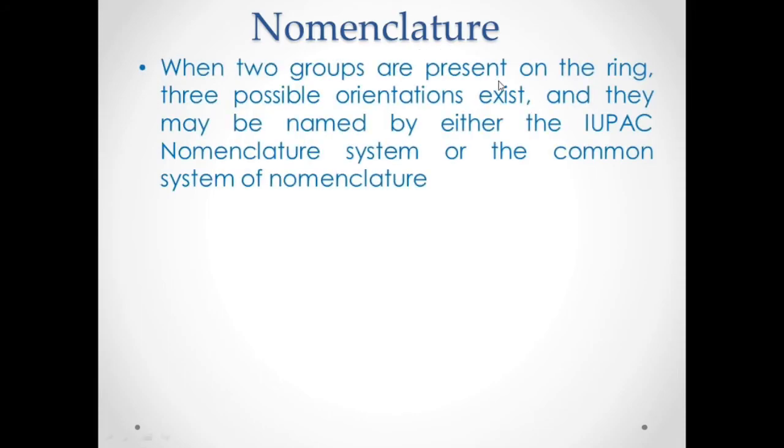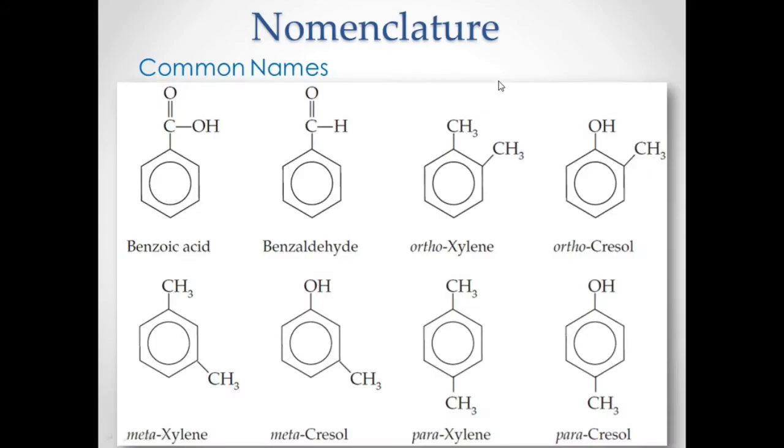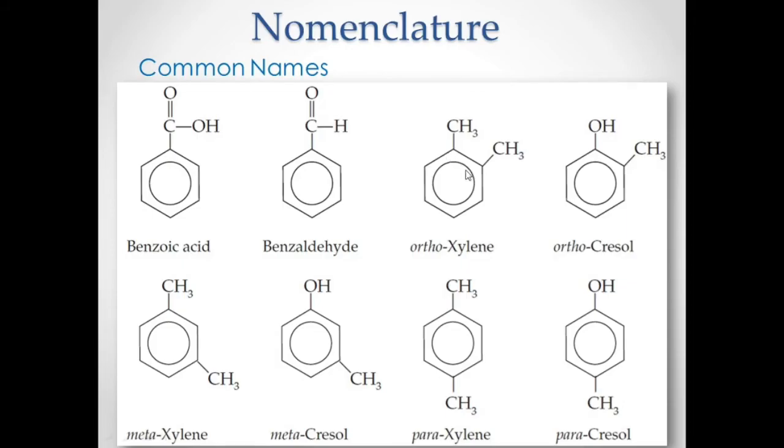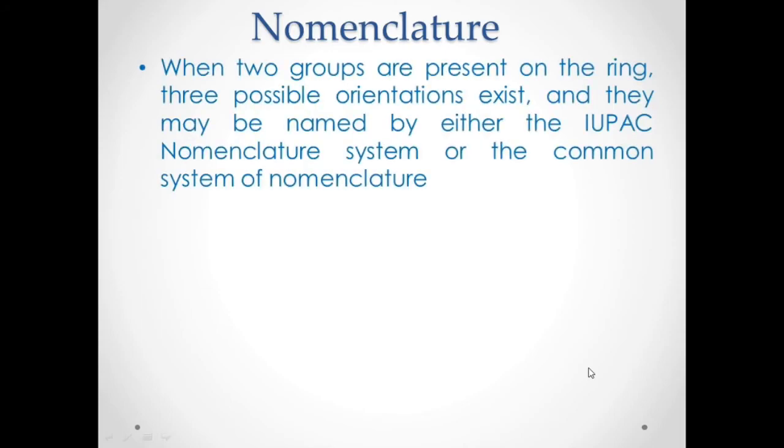So when two groups are present, as we have shown earlier, for example, this one, these are already two groups. When two groups are present on the ring, three possible orientations exist. So what are these three possible orientations? You have your ortho, the meta, and the para. Remember this: you have your ortho-xylene, meta-xylene, and para-xylene. You also have ortho-cresol, meta-cresol, and para-cresol. That's what we meant by three possible orientations.